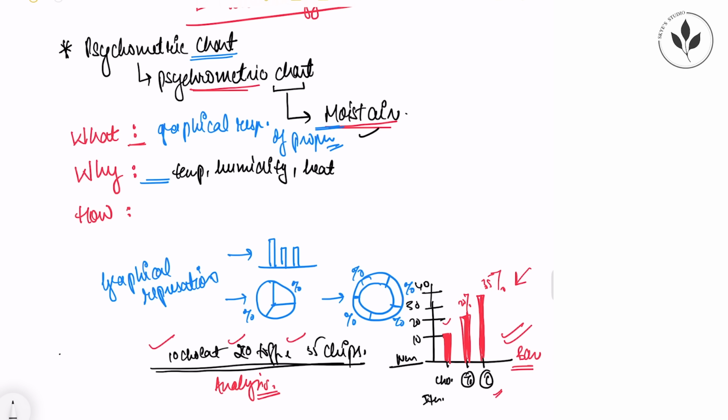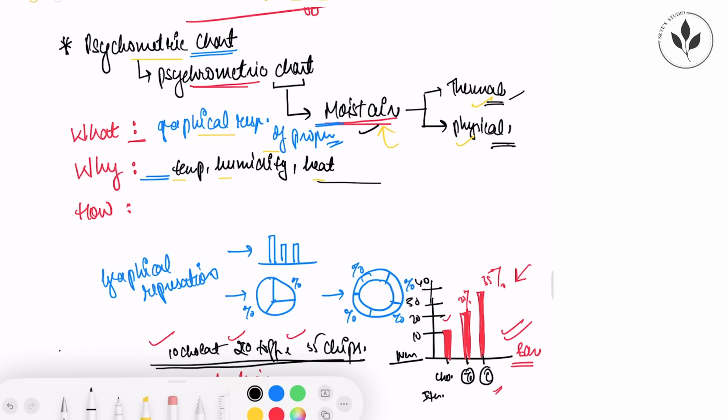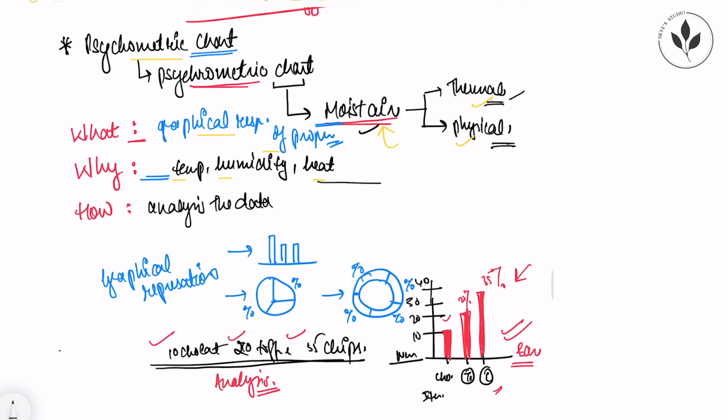So moist air basically has two types of properties. One is thermal property and the other is physical property. And how is it done? It is done by analyzing the data and putting it in the form of a chart.